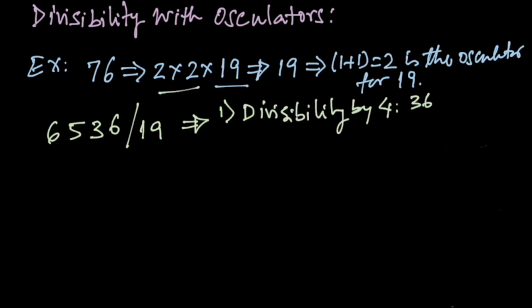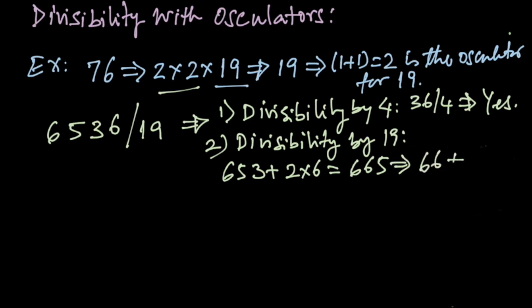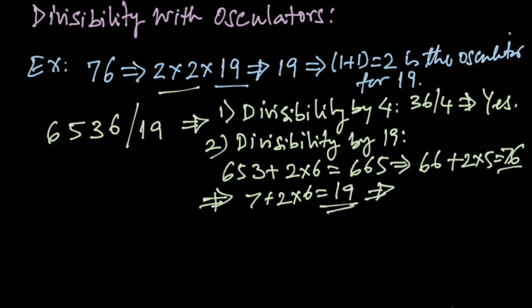First we will check the divisibility test of 4. 36 divided by 4 is 9, so 36 is divisible by 4, and it passes the first test. Now the second test is whether the number is divisible by 19 or not. Here we separate out 6. So 2 times 6 plus 653, and we will keep doing it. So now this number is divisible.